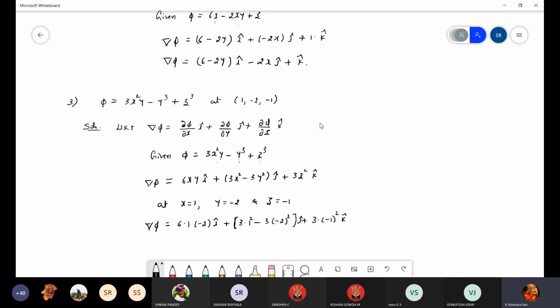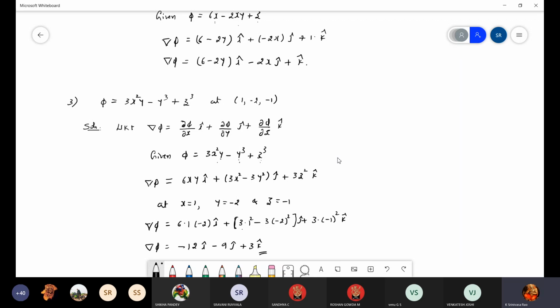So finally, what is the answer? Write down the final answer. Don't take more steps. Try to avoid the steps, but your answer should be correct. You will get minus 12 i cap, minus 9 j cap, plus 3 k cap. Very good. So this is the answer because minus 1 whole square is plus only. So this is the way of calculating grad phi.